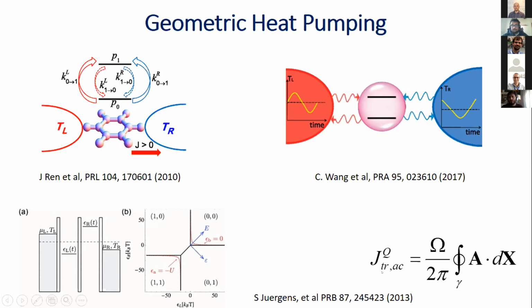You see that the expression of the heat current on the bottom part of the slide is given by an integral over the parameter space instead of an integral over time. So this is what we mean by geometric nature. To clarify again, if I say something has a geometric nature, what I mean is that it can be written as an integral over the parameter space.